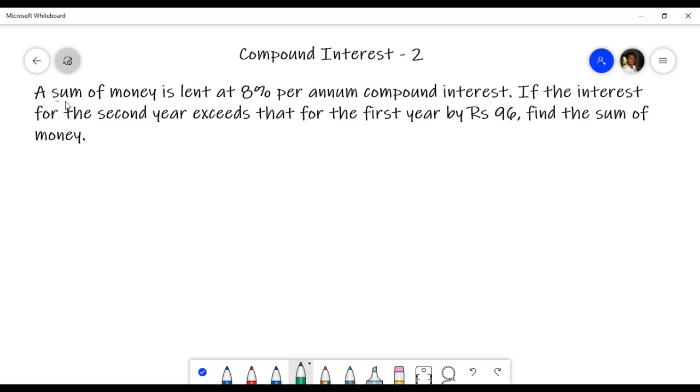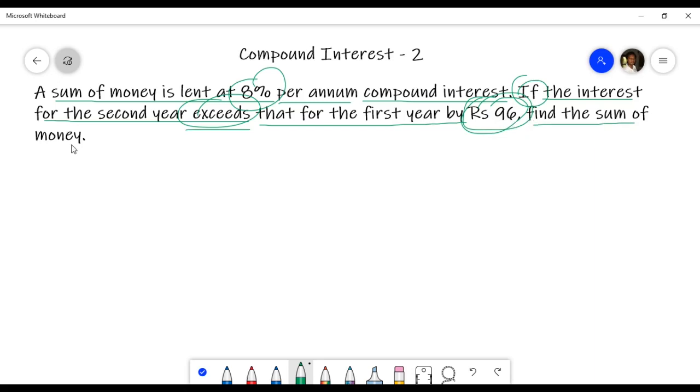In this problem of compound interest, we'll be learning how to find the sum of money if the interest for any of the years exceeds. The question here is, a sum of money is lent at 8% per annum compound interest. If the interest for the second year exceeds that for the first year by rupees 96, find the sum of money.